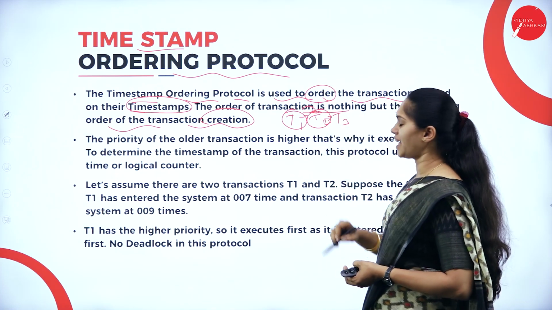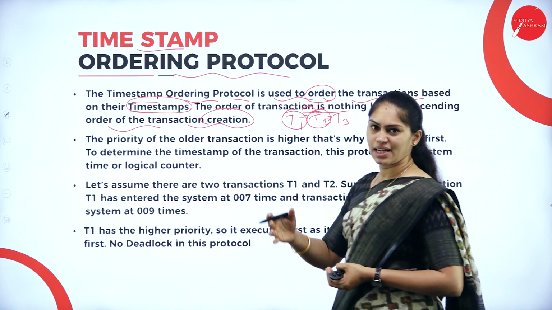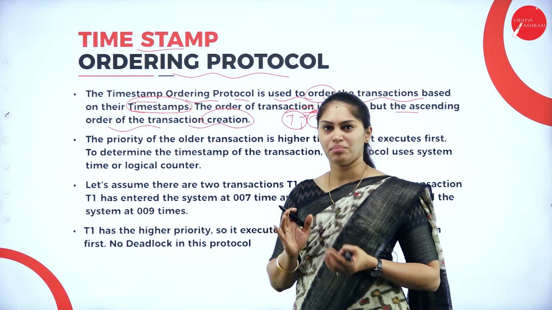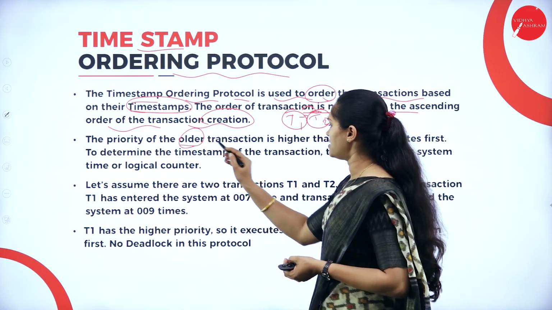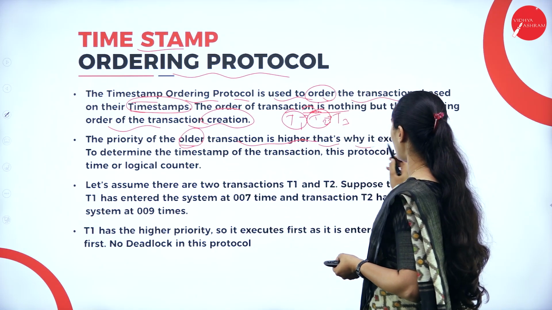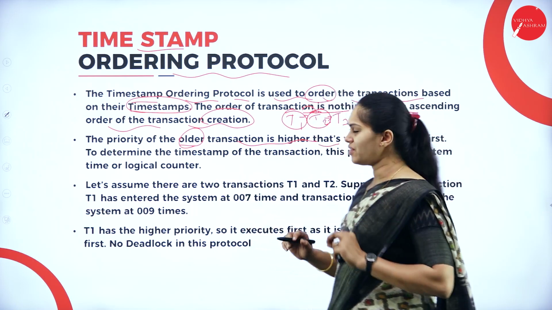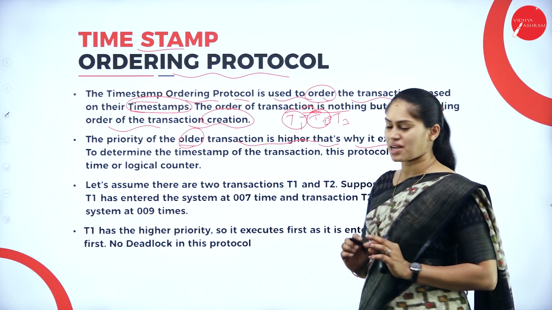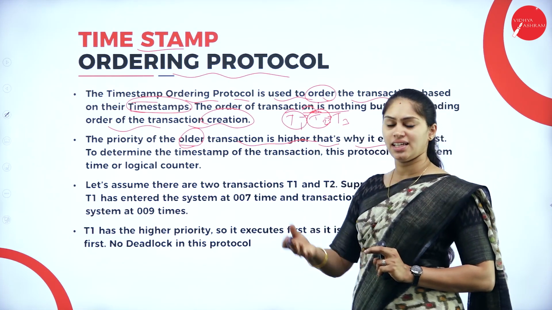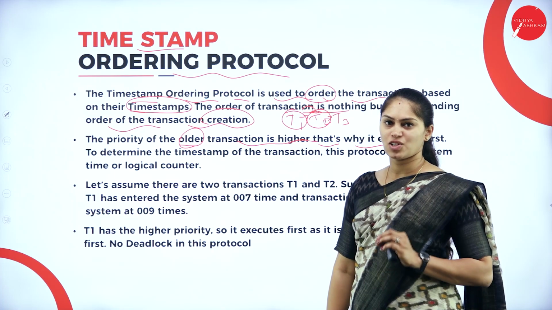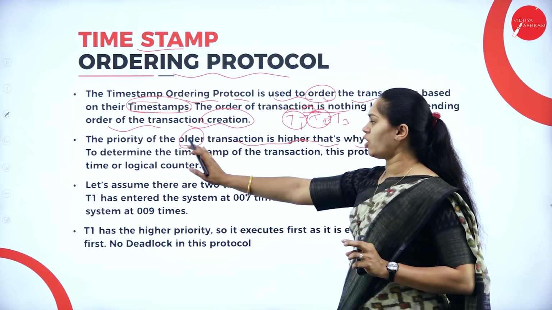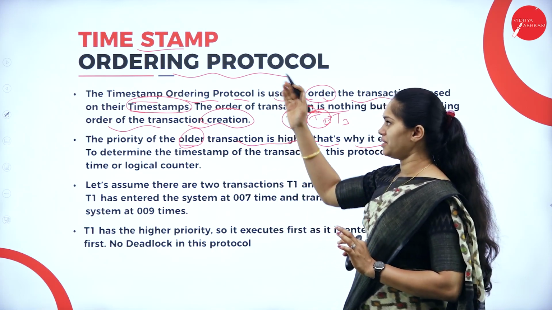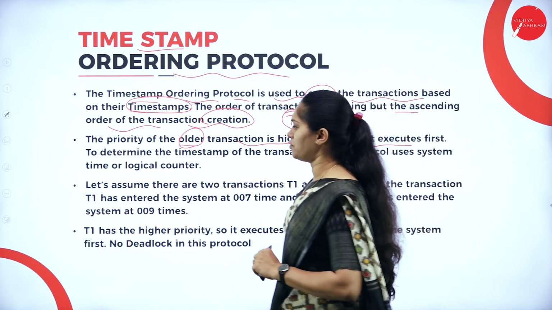T2 is going to take place in the same way, in ascending order. So that is always related to what? First come, first serve. The priority of the older transaction is higher, that's why it executes first. So if T1 comes first, then T1 is going to execute first for a certain timestamp. If T3 comes first, then T3 is going to perform its transaction first. So the priority is always for the older transaction. That means a first come, first serve policy will be there in the timestamp ordering protocol.